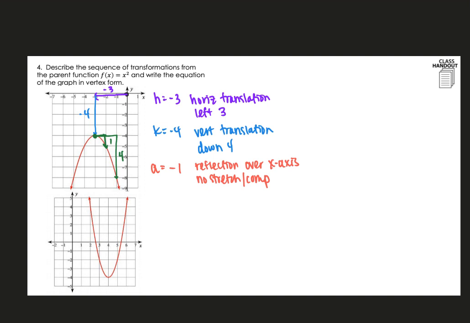So now that I have a, h, and k, I can write my equation. It's going to be f of x is equal to negative x. Remember when we plug in h, it's the opposite sign, so it's going to be x plus 3 squared, and then minus 4 at the end.